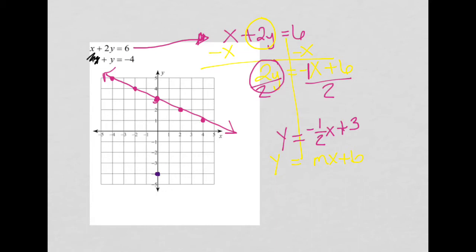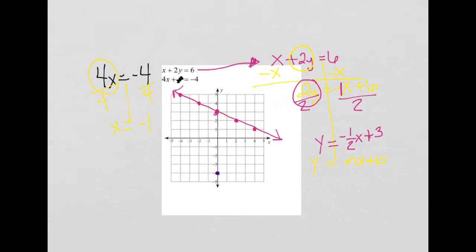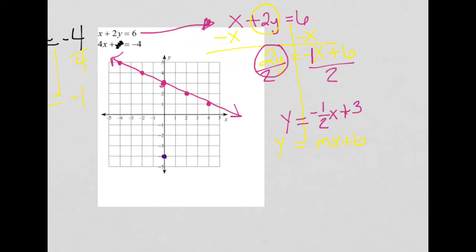So now I'm going to come back. I'm going to cover up my y, and what do I have left? Well, I have 4x equals negative 4. So to undo what's inside there, you divide by 4, and x is going to equal negative 1. So I'm going to go negative 1, I'm going to put a dot. Then I'm going to connect them.